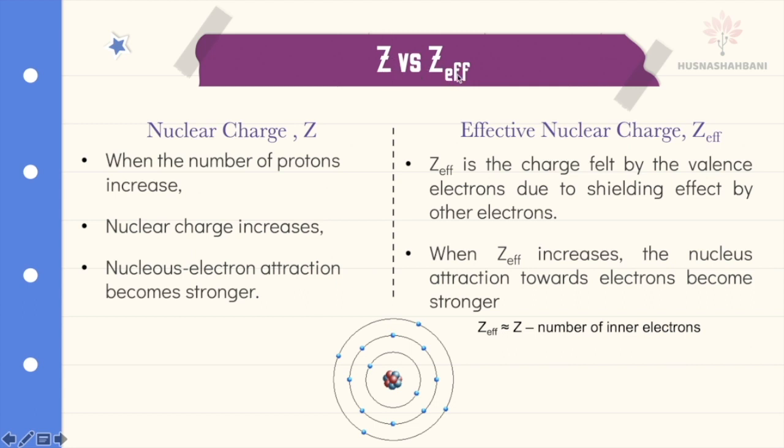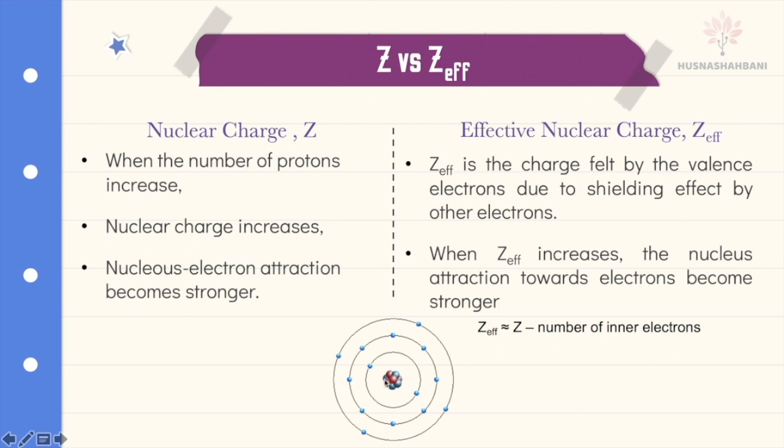Z versus Z effective. Z is nuclear charge, Z effective is effective nuclear charge. Nuclear charge, with symbol Z: when the number of protons in the nucleus increases, the nuclear charge increases. That means the number of protons increases, so the charge of the nucleus increases. So nucleus-electron attraction becomes stronger.